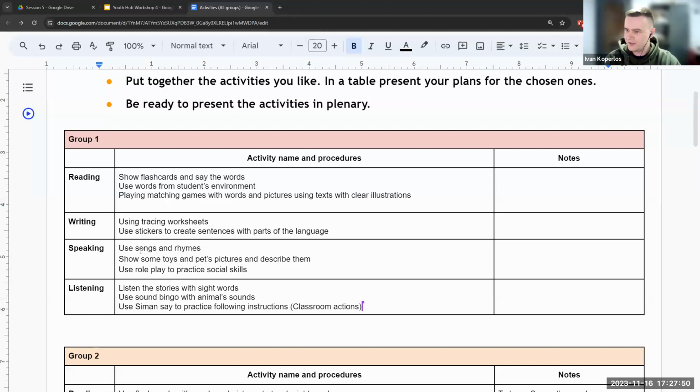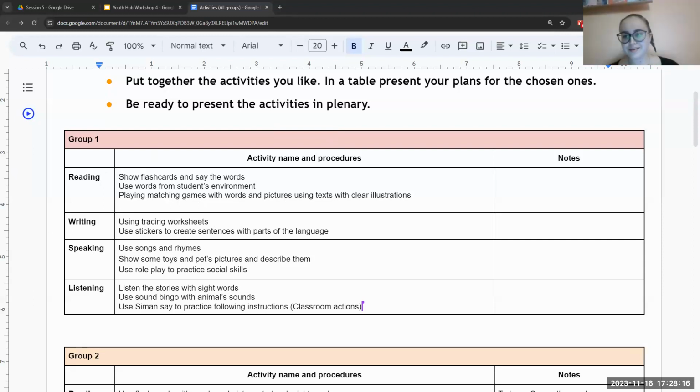Thanks for creating the list of the activities and sharing your ideas within the breakout rooms. And group number 1, please share the things you talked about. Share your vision on how to implement the activities into the class where you have a student with special educational needs, and in particular, Down syndrome.